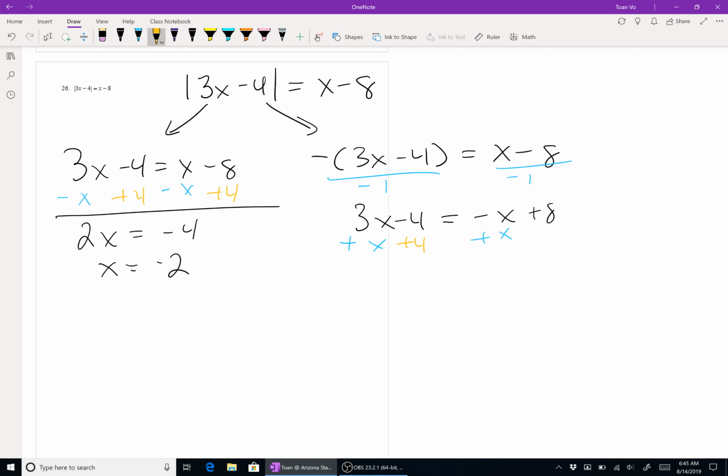And adding 4 to the other. Okay, I guess that's not the same steps. The signs were flipped. So we get 4x equals, because these guys are gone, 12, x equals 3.